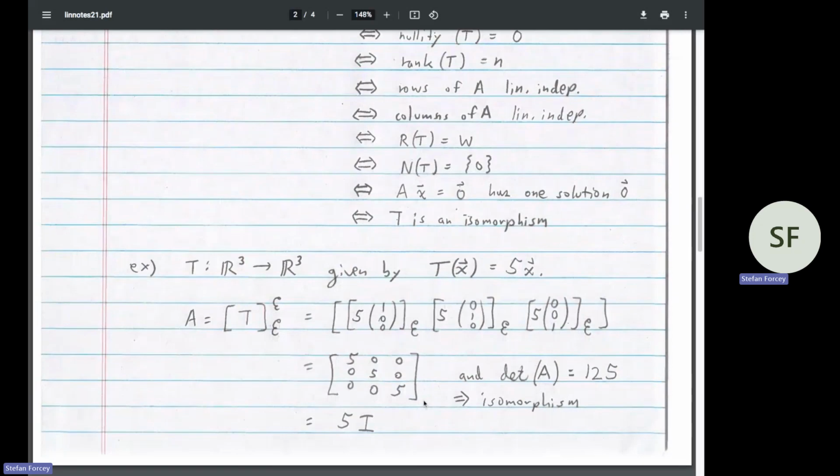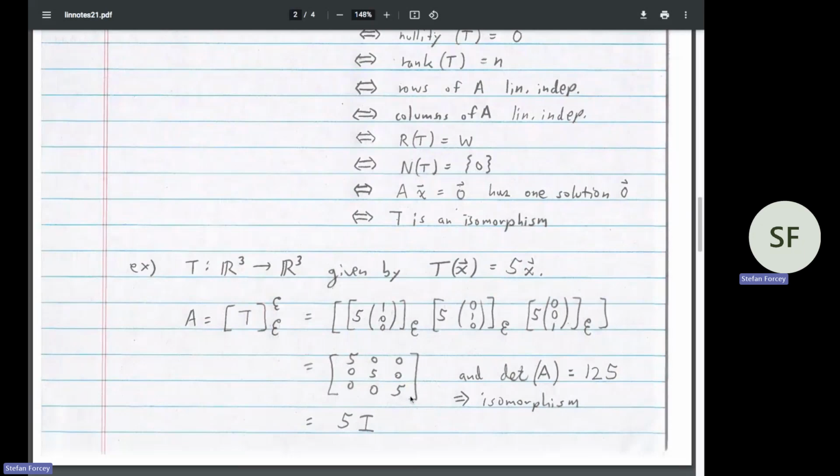Here's one quick example, and that is if you have T going from R3 to R3 given by T of X equals 5X. So that just means take the vector and multiply all the entries by 5. So it's a very simple linear transformation. So here's the matrix for it. If we use the standard vectors in R3, those standard vectors are 1, 0, 0, 0, 1, 0, and 0, 0, 1. Multiply them each by 5, and then write the result in terms of the standard basis, which means the result will just look like 5, 0, 0, 0, 5, 0, and 0, 0, 5. So that's our A.